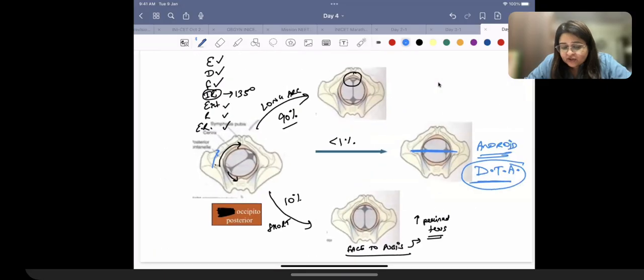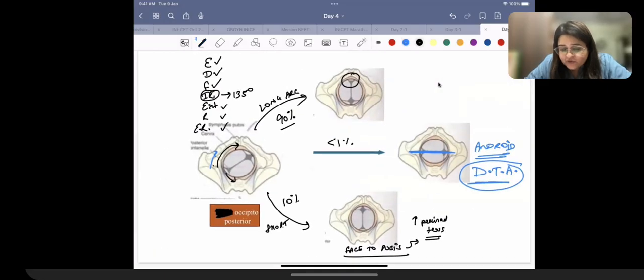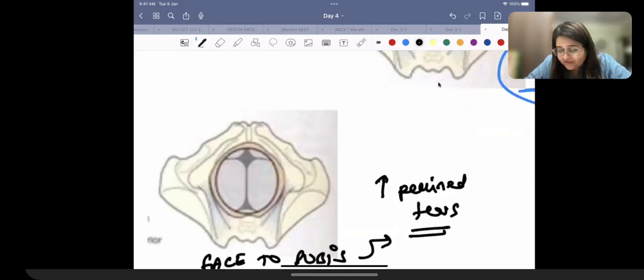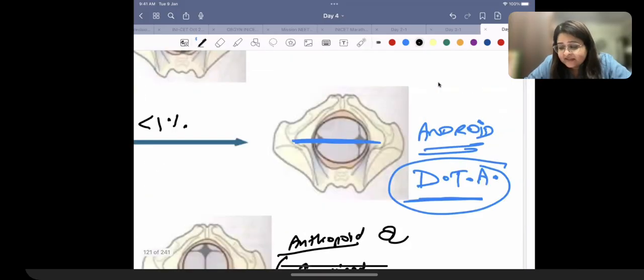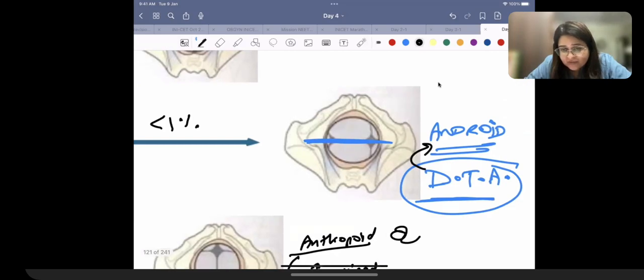So in the majority, what's going to happen? Everything is going to be fine, except that internal rotation will be 135 degrees, long arc rotation. In 10%, short arc rotation, face to pubis delivery, and this commonly happens in an anthropoid pelvis. This came in this year's NEET PG question. Face to pubis is most commonly seen in anthropoid pelvis. Okay? DTA is common in android pelvis.